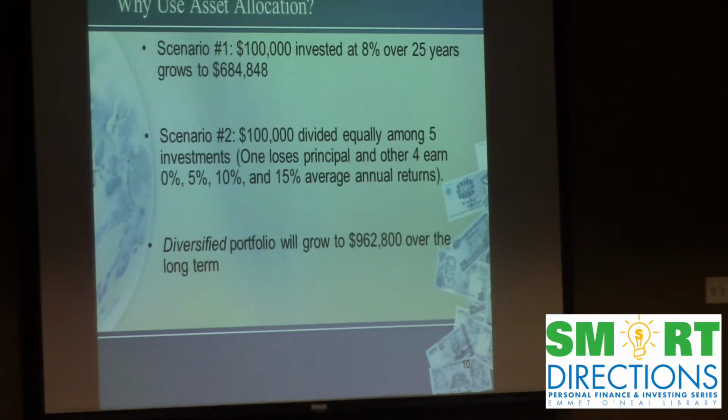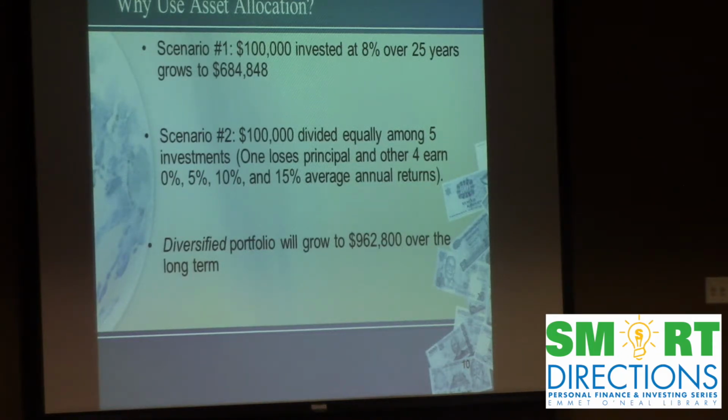Now, at the same time, you can take the same $100,000 and invest it equally, meaning 20% of your money, or $20,000, in 5 investments. One investment, you're going to lose your $20,000, meaning you have no money left. One is not going to earn anything, so you just have $20,000 after 25 years. And the other ones are going to earn 5, 10, and 15% respectively over the next 25 years. You end up with $962,800 in that same portfolio.